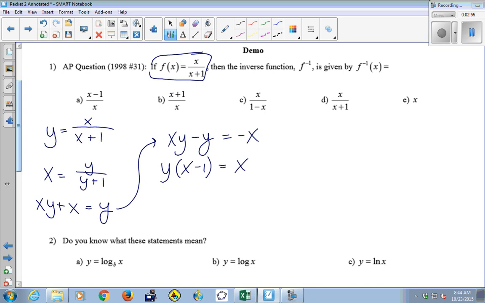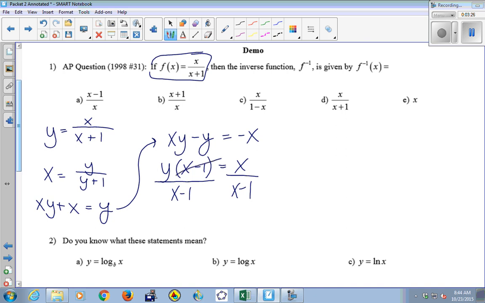Then what do I do? I've got something times y equals something else. How do you isolate the y? Divide both sides by x minus 1. That's still part of problem A, or is this something different? Yes. This is multiple choice. A, B, C, D, and E are the possible answers. My original problem is f of x is x over x plus 1. I'm just trying to find the inverse function.